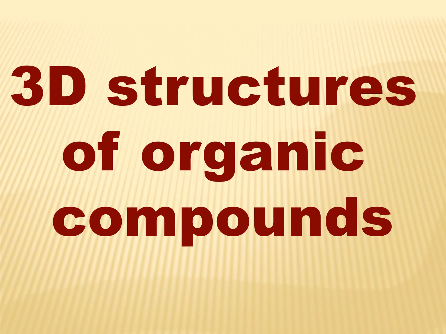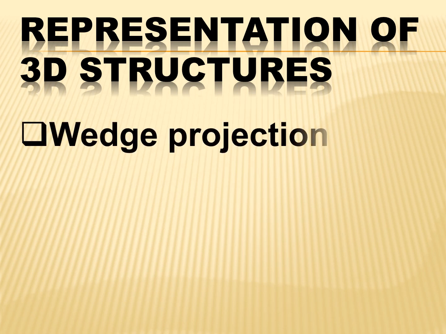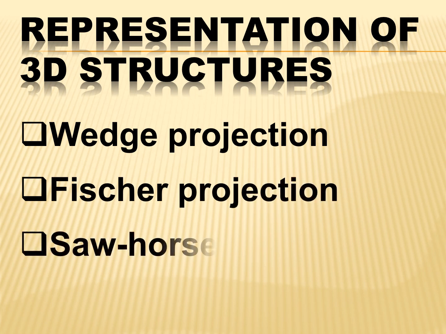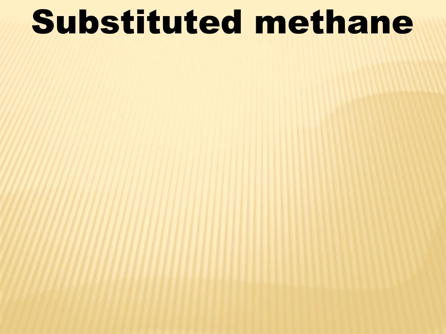How can we represent three-dimensional structures of organic compounds on two-dimensional paper? So there are four methods. I've told that earlier. There are four methods. These four methods are very commonly used: wedge projection, Fisher projection, Sawhorse projection and Newman projection. Now out of these, the Fisher projection and the Newman projection are very commonly used. So that we'll study in detail. The Sawhorse and the wedge, they are used very less, but still we can see what are the different features of these. So let us start with substituted methane.